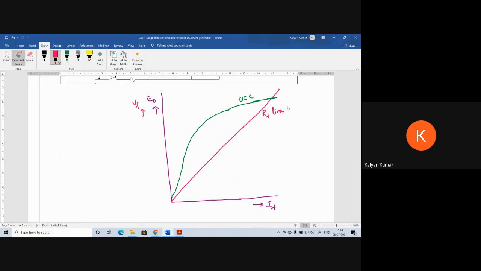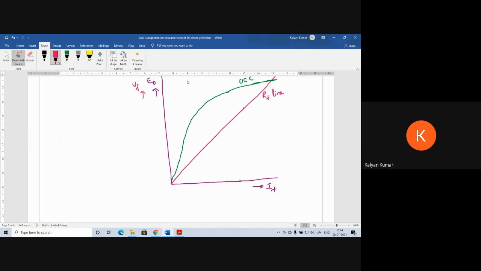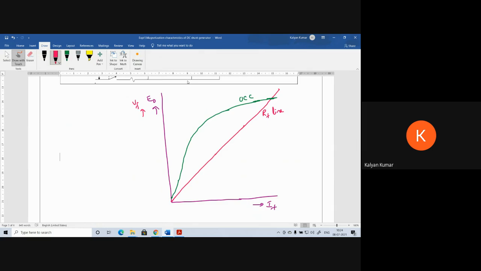Now, from these two, you can get the value of critical resistance, critical speed, and maximum build-up voltage. Let's see one by one. First, in order to get the maximum build-up voltage, we take the intersection point. The intersection point of the OCC and the field resistance line gives the maximum build-up voltage. Corresponding to the intersection point, take that voltage as OM. O is the origin and M is the point corresponding to the intersection of the OCC and field resistance line.